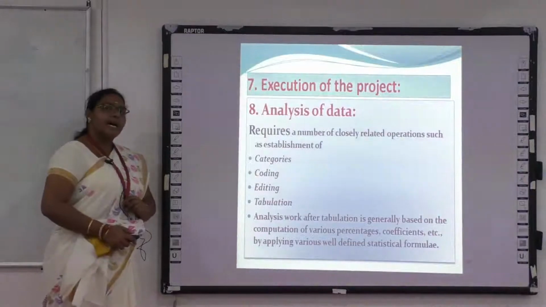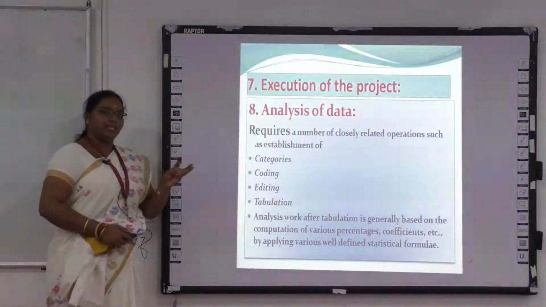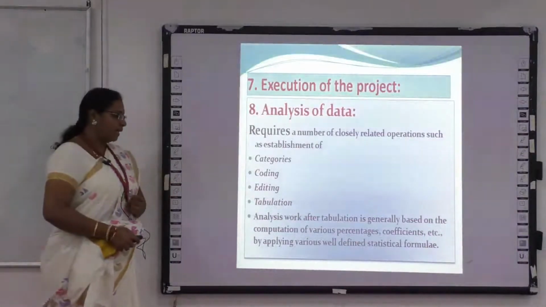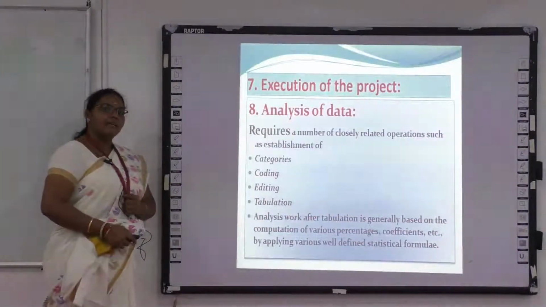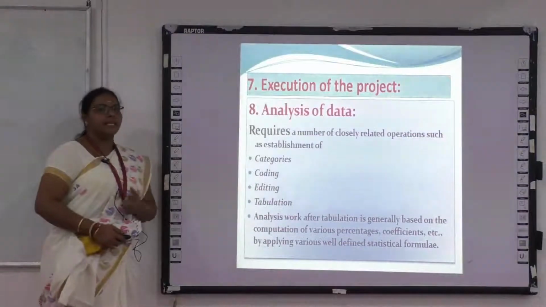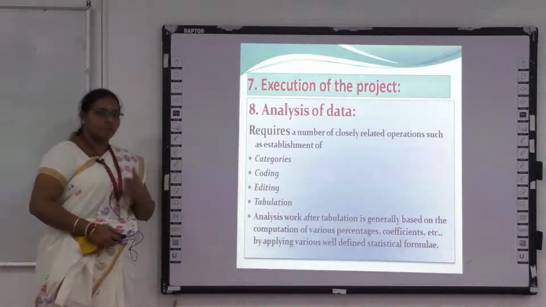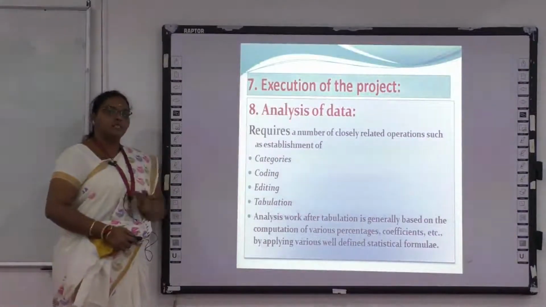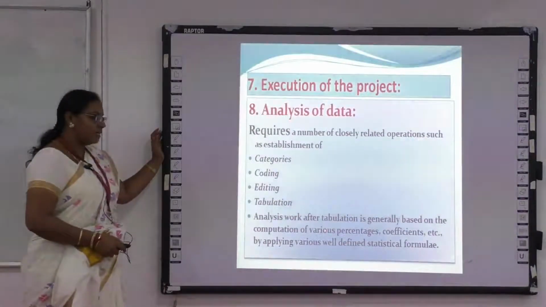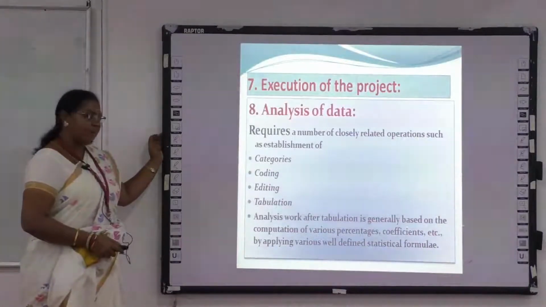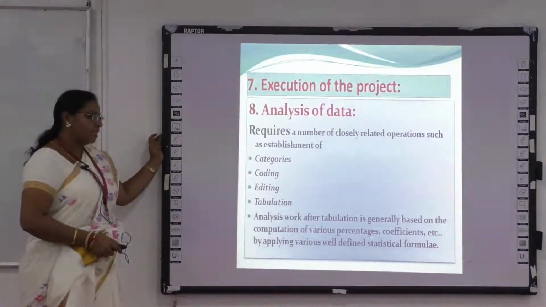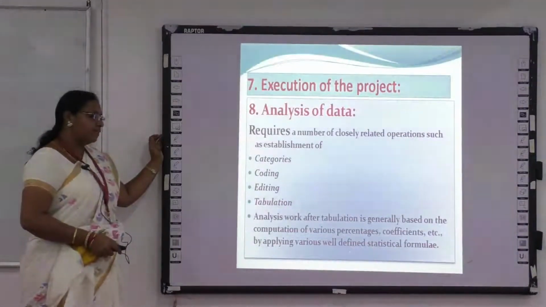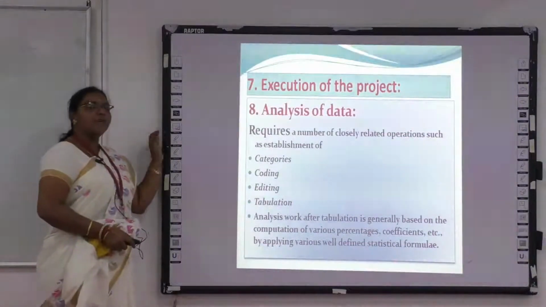And last, after finding the numerical value of each S, double S, triple S for satisfied, dissatisfied, neutral, my tabulation part will give clear information on the status of my record, whether it is positive intention oriented, negative intention oriented, or a biased solution. Next, the analysis work for tabulation is generally based on the computation of various percentages, coefficients, etc. And by applying various well-defined statistical formulas, I will derive it.